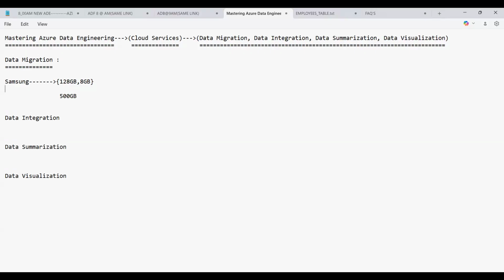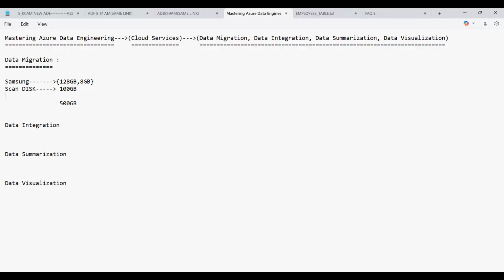You add a SanDisk, that is, we call it an external memory card. Let us say 100 GB you have added now. But now the total capacity has come to 228 GB. Am I right?